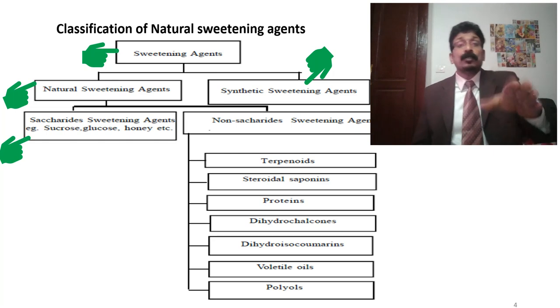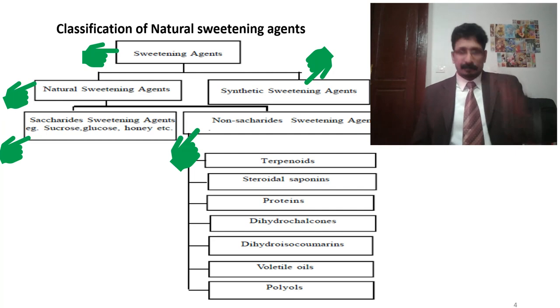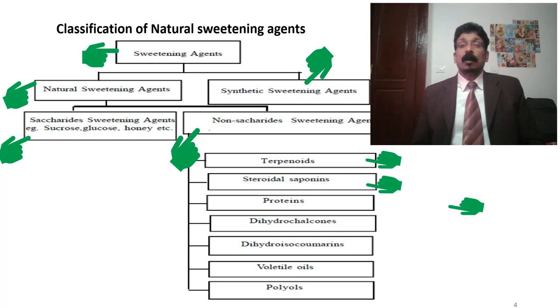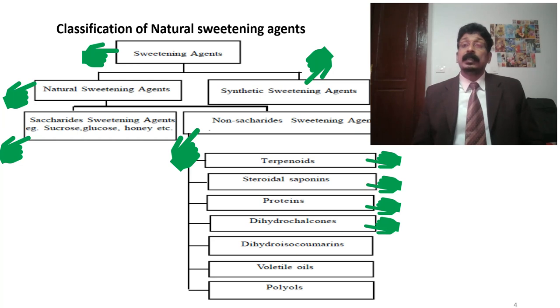Now you see natural, it is divided into, number one, saccharide sweetening agents. Examples: sucrose, glucose, honey, etc. Then non-saccharide sweetening agents. There are many secondary metabolites in plants: terpenoids, steroidal saponins, proteins, natural proteins from plants, dihydrochalcones. These all are secondary metabolites from the plant which have a natural sweetening effect.